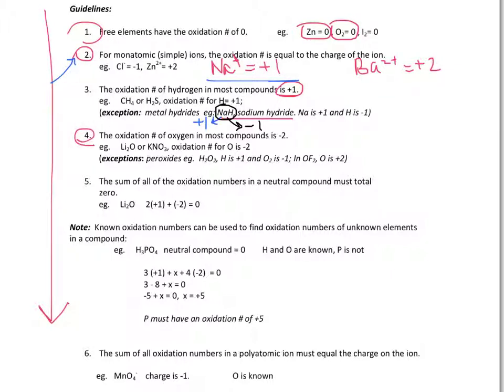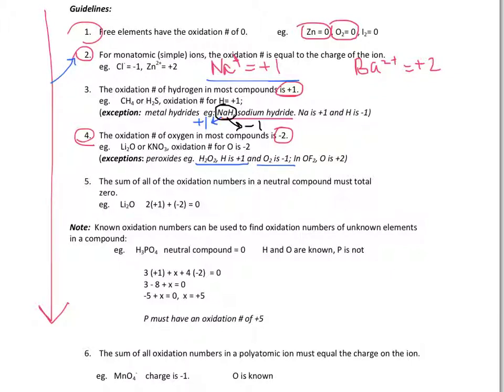Then, if we have oxygen present, we're going to assign that an oxidation number of -2, because that is the oxidation number that oxygen will have. Again, there are exceptions to this rule. For example, peroxides, like hydrogen peroxide, H2O2. Hydrogen is guideline number 3, so we would assign that before the oxygen. So hydrogen would be +1, so the oxygen would have to be -1.